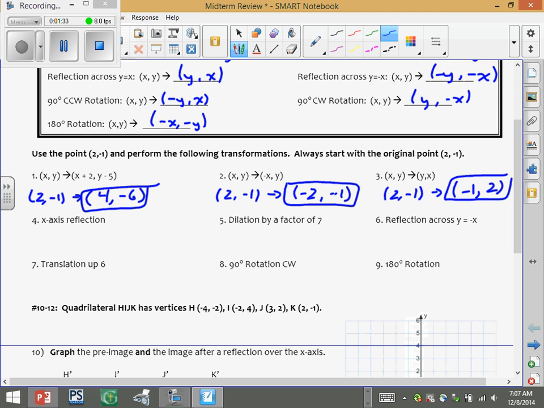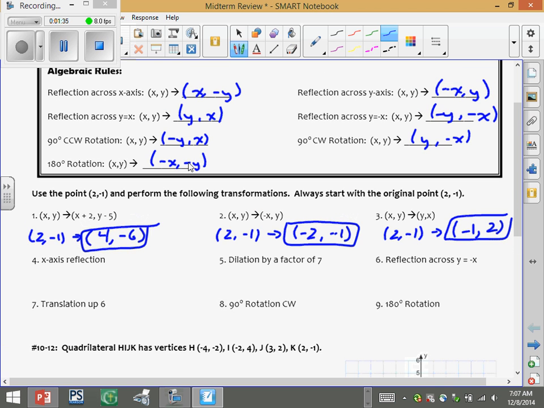X-axis reflection. This would be a good place to have that chart handy. If we look up to the top, it's the very first one right there. That means we need to leave x alone and give y its opposite. Dilation by a scale factor of 7 means we're just going to multiply both by 7, so that turns into (14, negative 7).